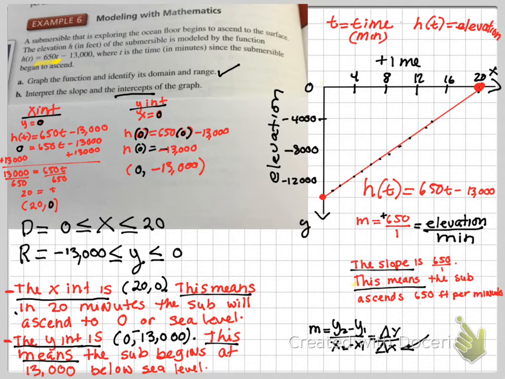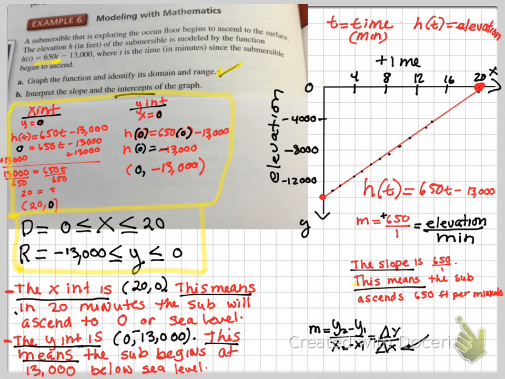So let's go back to our problem and make sure we've done everything. I'm going to section this off. The first thing it asked us to do was graph the function and identify the domain and range. We've done that. I graphed it using the intercepts. Remember that? Found the 2 points. I created the graph. Next I identified the domain and range. Check. Done.